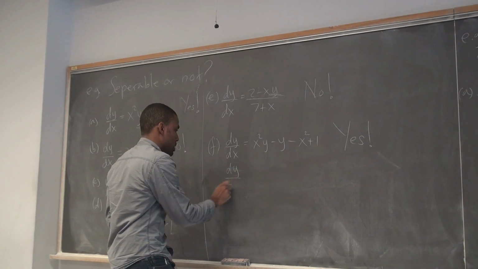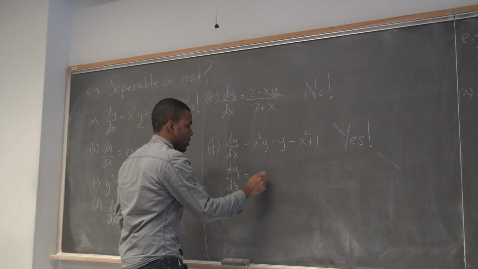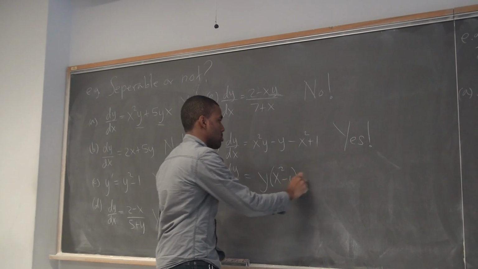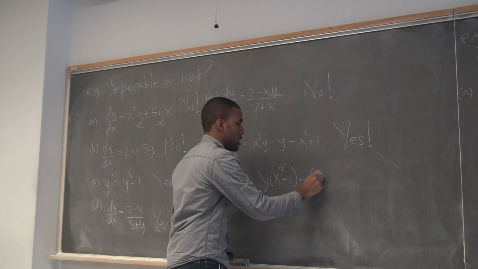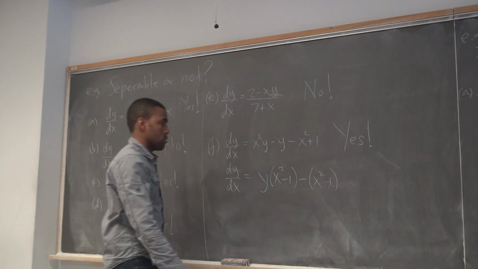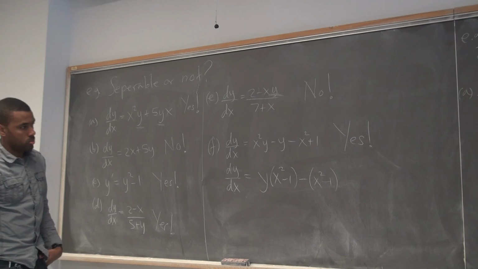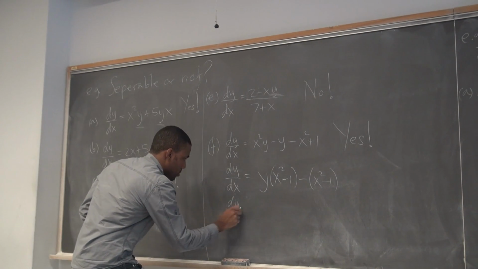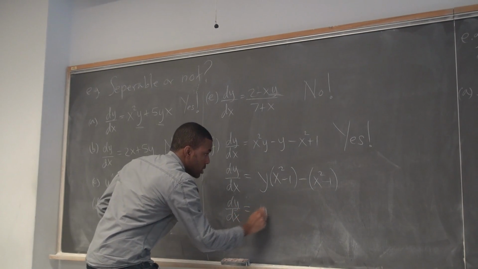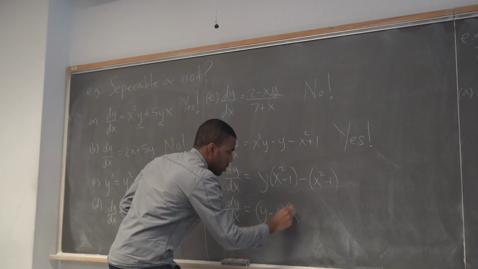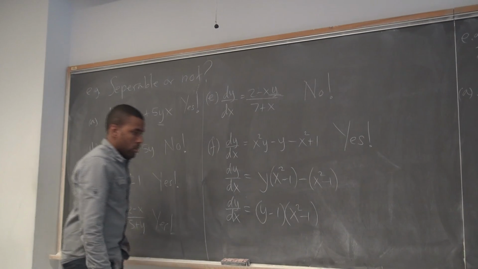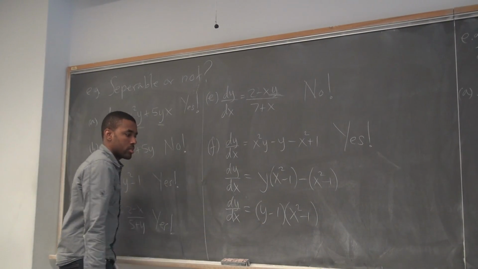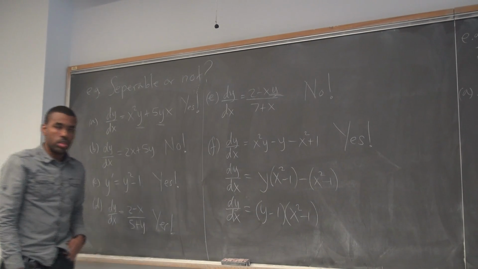So she's thinking factor by grouping. So this is y times x squared minus 1. I can factor out a minus sign here and get x squared minus 1. What does that mean? So this is just y minus 1 times x squared minus 1. And clearly it's separable from there, right? Just divide by this guy and then move the dx over. So this is actually separable.